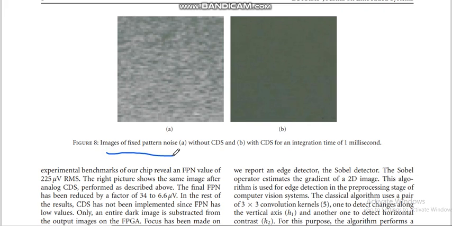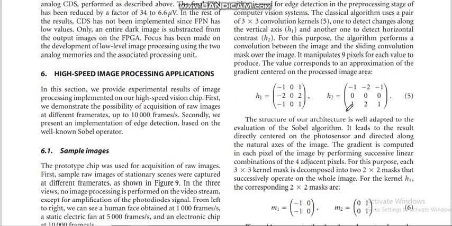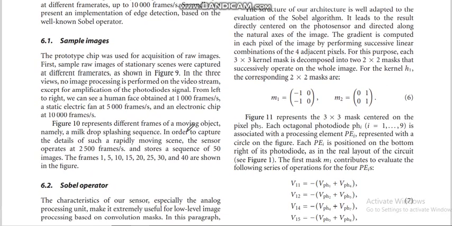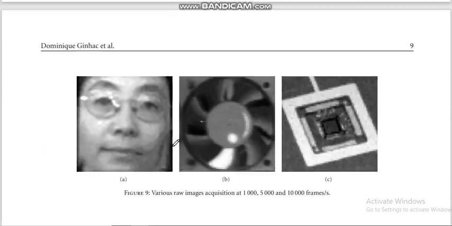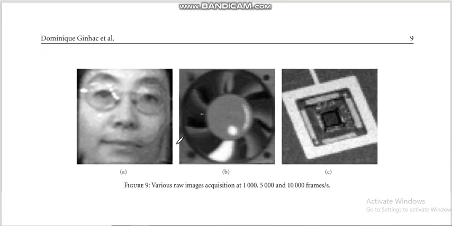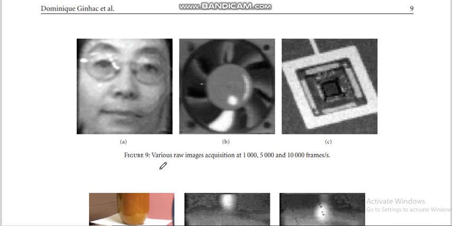Images of fixed pattern noise without series, with series, and integration time of 1 millisecond. High speed image processing applications. Single images, sample images. Figure: various raw images, acquisitions at 1000, 5000 and 10,000 frames per second.